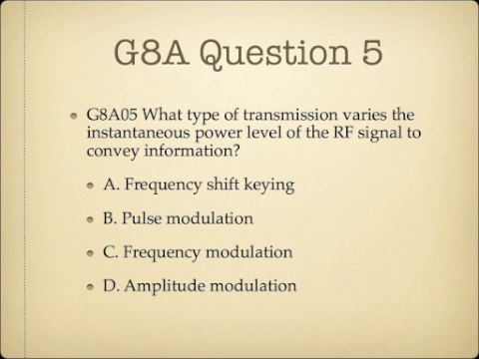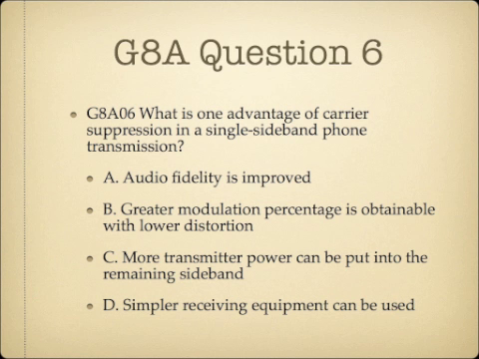Question 5. What type of transmission varies the instantaneous power level of the RF signal to convey information? A. Frequency shift keying. B. Pulse modulation. C. Frequency modulation. Or D. Amplitude modulation. Question 6. What is one advantage of carrier suppression in a single sideband phone transmission? A. Audio fidelity is improved. B. Greater modulation percentage is obtainable with lower distortion. C. More transmitter power can be put into the remaining sideband. Or D. Simpler receiving equipment can be used.